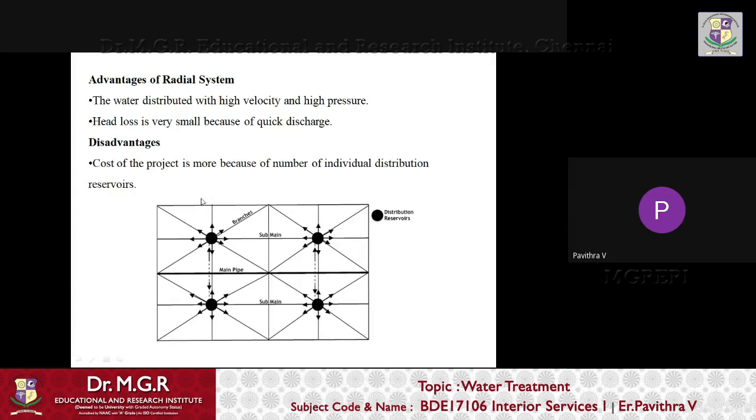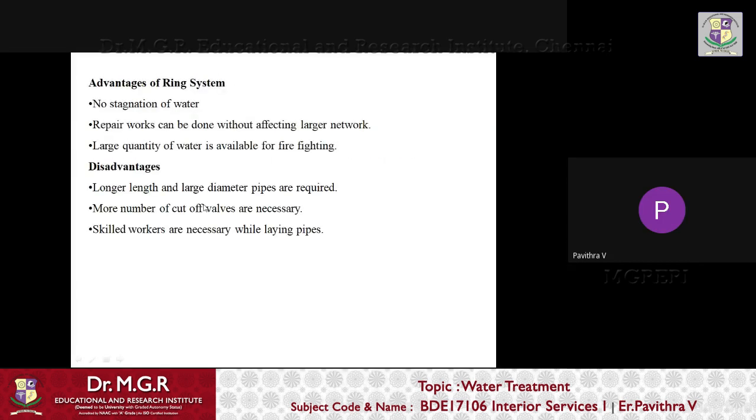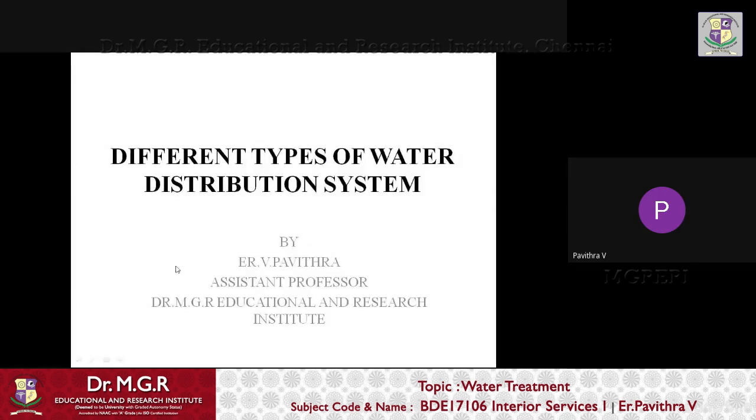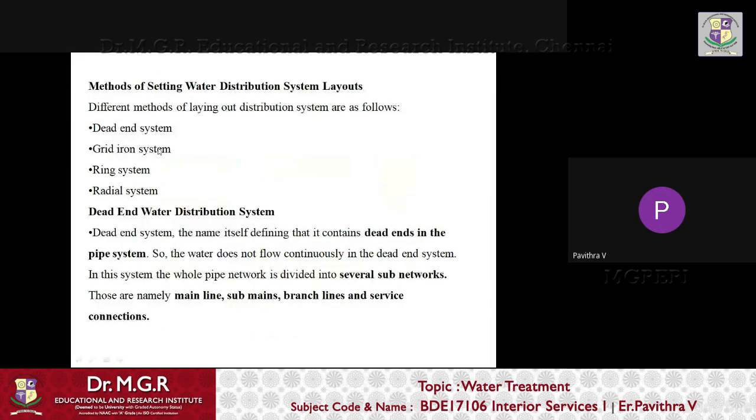So we will just have a discussion once again. Today we saw the different types of water distribution systems. The systems are the dead end system, grid iron system, ring system, and the radial system.